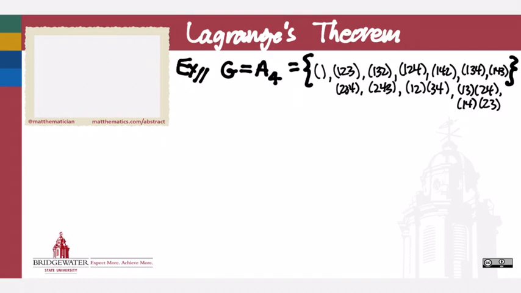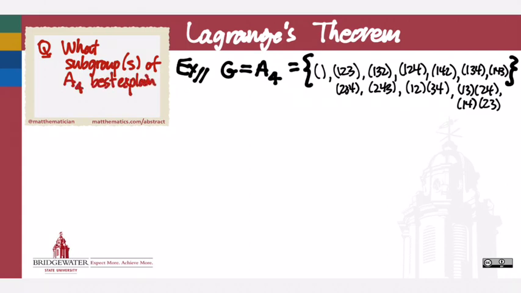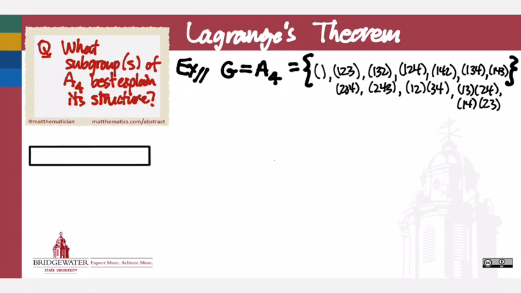And so the question that I'm trying to pose here is, how do we bring some order into this chaos? What subgroup of A4, or maybe subgroups of A4, best explain its structure? The goal of today is going to be to take A4 and figure out what are some different ways of arranging the elements of A4 into a row by column kind of scheme.